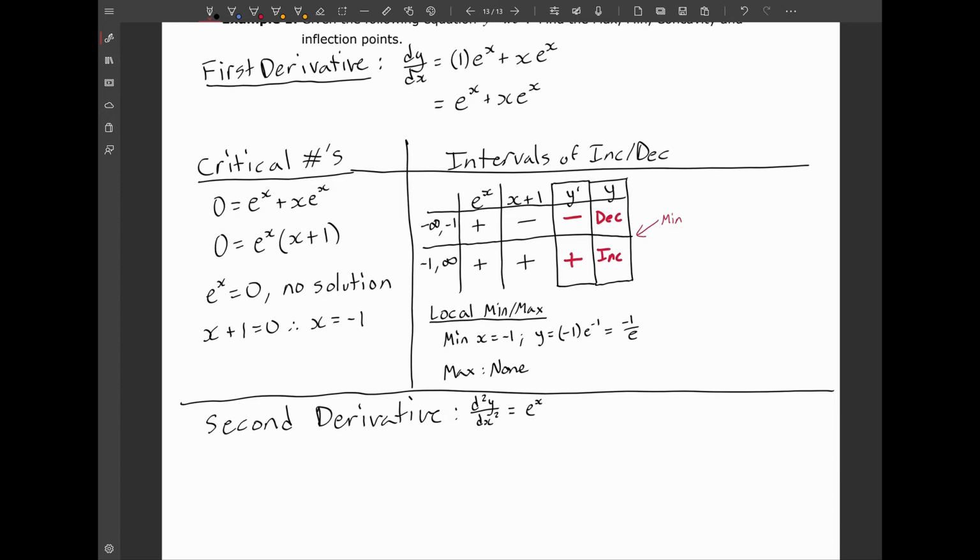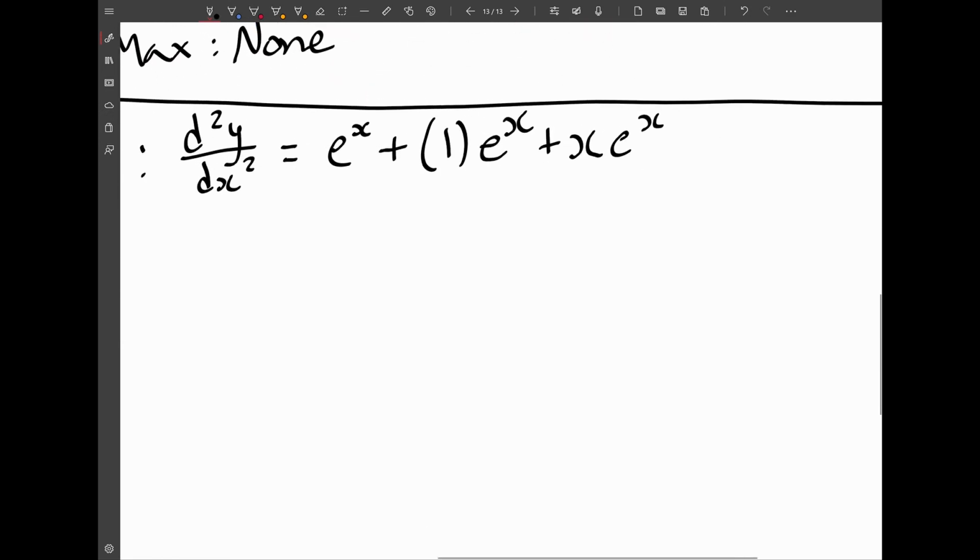Then we have to do product rule on the second part. But the second part is exactly the same as the first derivative we took. So that's just going to be 1 times e to the x plus x e to the x. It's just a repeat of the first derivative.